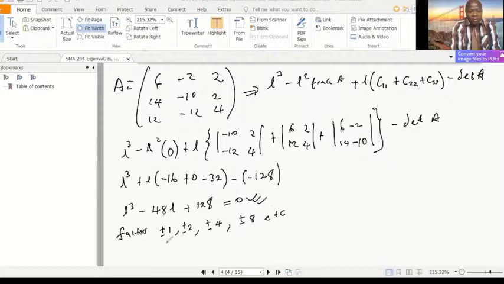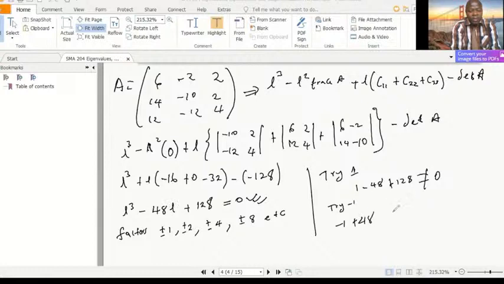So 3 of these are solutions to this equation. You use trial and see which one accepts to be with you. You can try 1. If you try 1, you have 1 cubed, which is 1, minus 48 times 1, and then plus 128. And clearly, this is not equal to 0. So 1 is not a root. What about negative 1? When you try negative 1, you have negative 1 cubed, which is negative 1, then plus 48, then plus 128. And again, this is not equal to 0. So negative 1 is not a root.